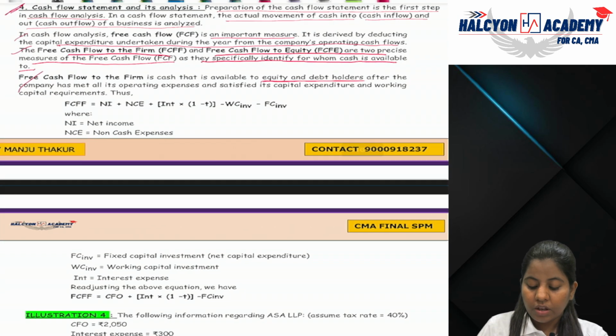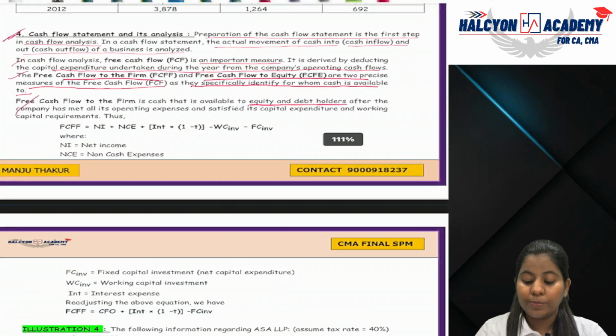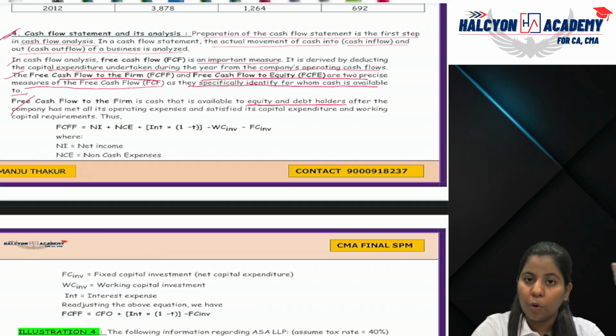After incurring every expenditure, whether it is working capital, that is day-to-day expenditure, or capital expenditure also, whatever is available for the firm, for the debt holders and equity holders both, it is FCFF.